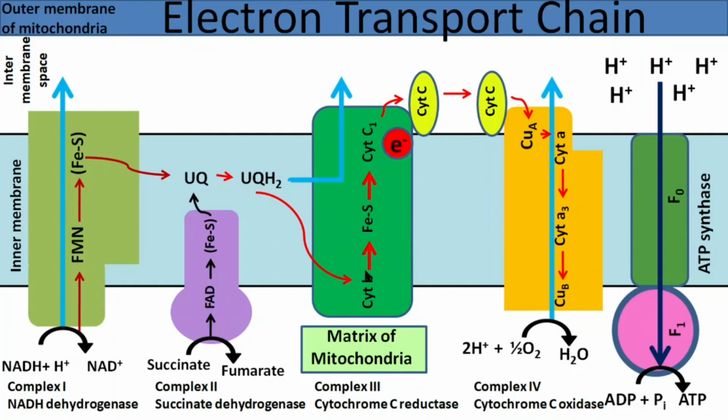If you see all the components, when they accept an electron, they are said to be reduced. When they give away the electron, they are said to be oxidized. This cytochrome C1 now will give the electron to cytochrome C, which is a mobile electron transporter present on the outer side of the inner membrane of mitochondria. This cytochrome C, after accepting the electrons, passes on this electron to complex 4. In complex 4, as you know already, there are 2 cytochromes and 2 copper centers. So this electron moves to cytochrome A through copper A. From cytochrome A, it is passed on to cytochrome A3 and then to copper B.